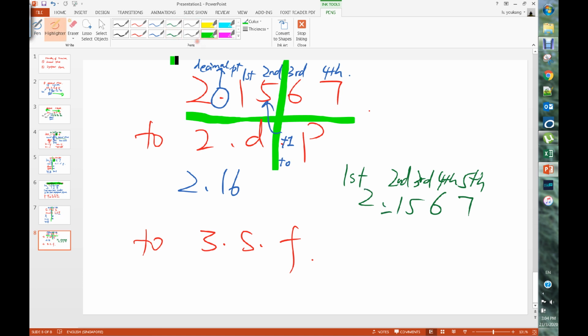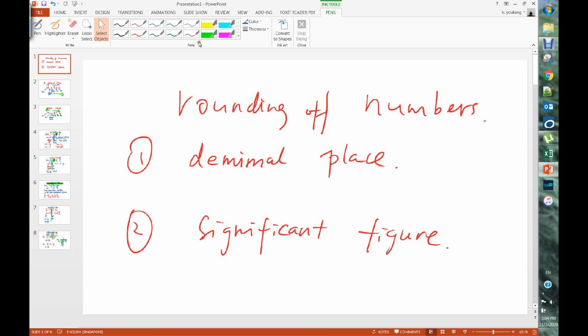So, to 3 significant figures means I need to stop at 3. Am I right? Okay, stop at 3. Then I ask myself, the fourth, whether I add 1 or add 0. Do I add 1 or add 0? Add 1. Very good. So once you add 1, you should get 2.16. Can you see that they have the same answers, but different approaches? Very good. So that is the concept of decimal place and significant figure.